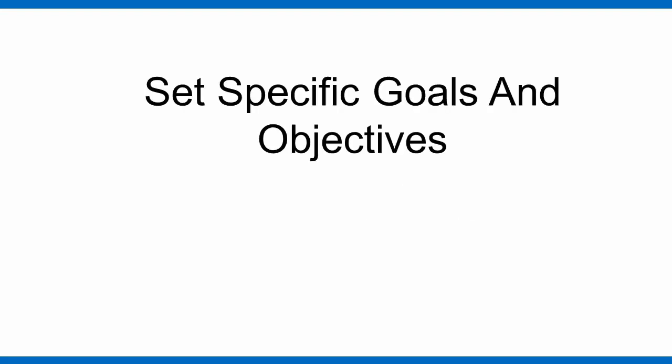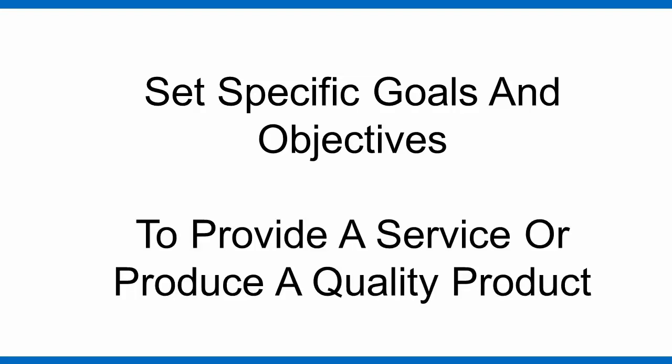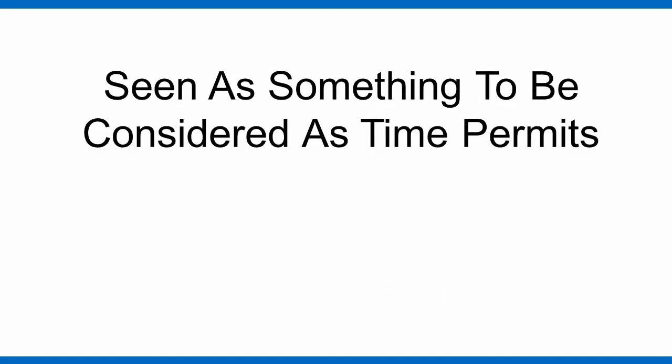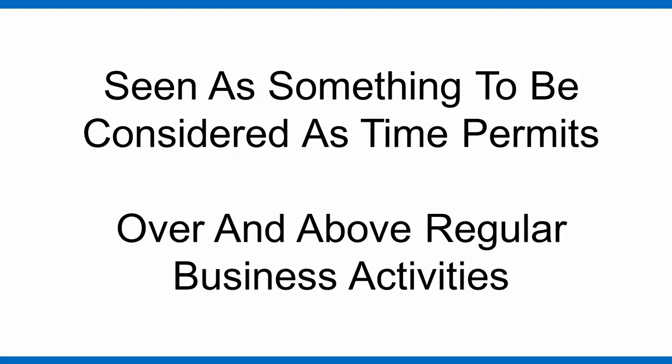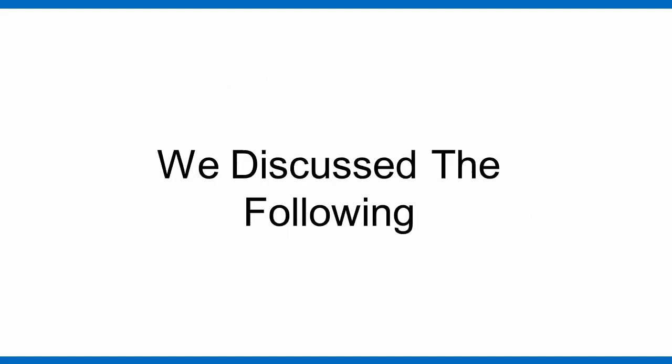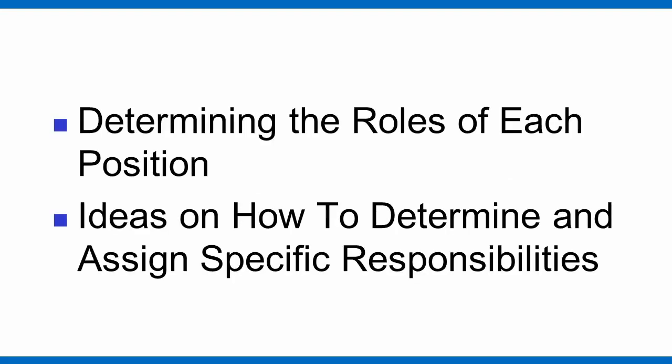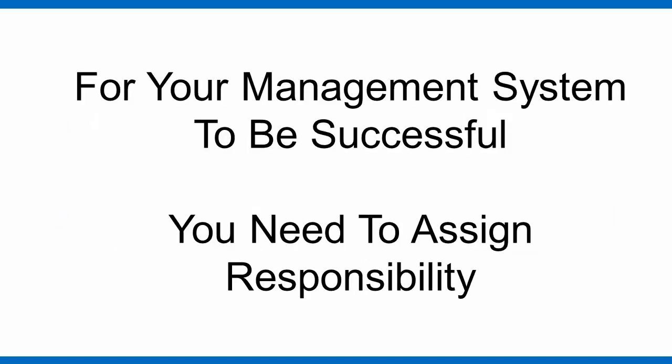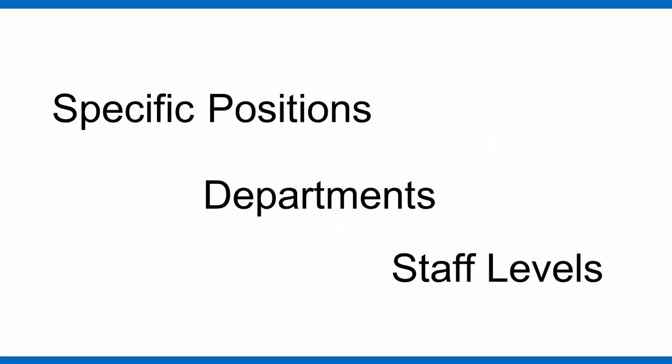To accomplish this task, you must set specific goals and objectives, as we have discussed in previous videos, to provide a service or produce a quality product efficiently without an injury. Too often that is seen as something to be considered as time permits and above regular business activities. And before I conclude, we discussed briefly determining the roles of each position and some ideas on how to determine and assign specific responsibilities. For your safety system to be successful, you need to assign responsibilities, as we discussed in this video, to specific positions, departments, staff levels in your organization.